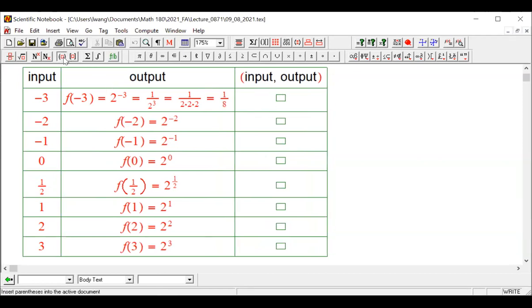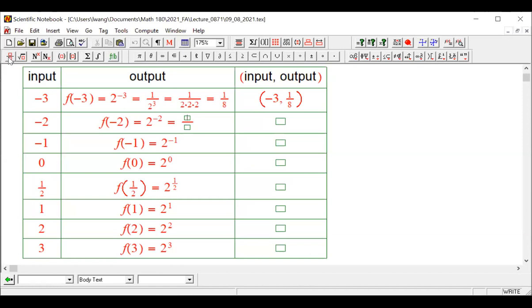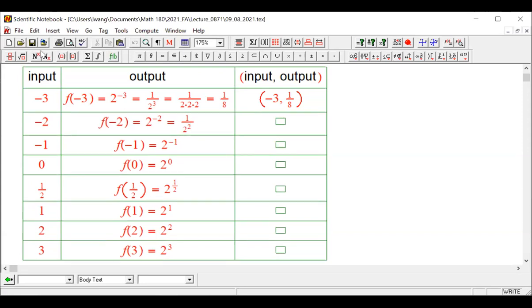So for the input of -3, our output is 1/8, right? For the input of -2, what is our output? It is a quarter, right? So my input is -2. Our output is a quarter. Isn't that interesting? The input is negative, the output is positive. Okay, it looks like as the input increases, the output increases too.